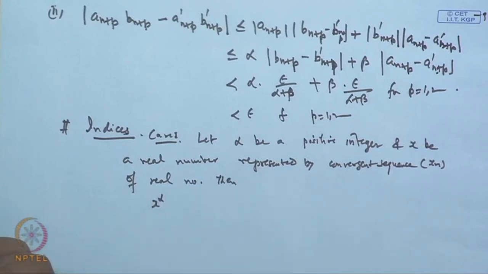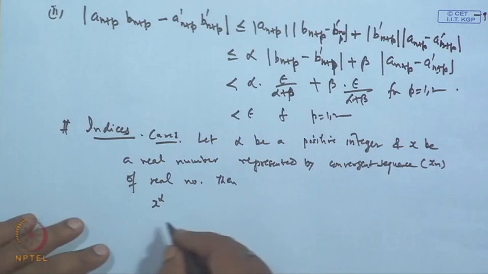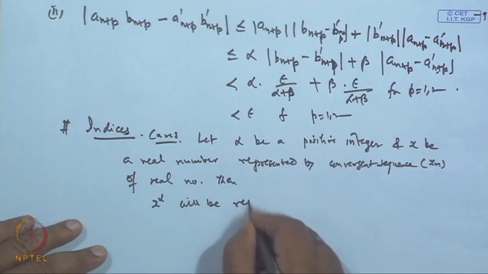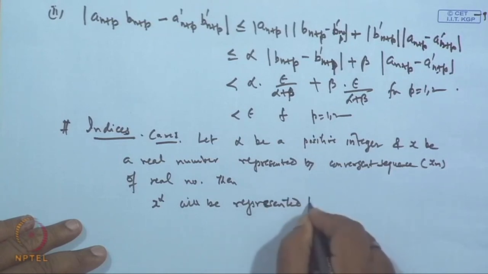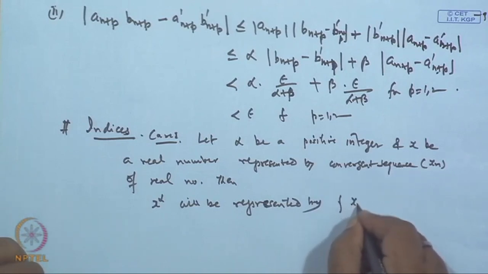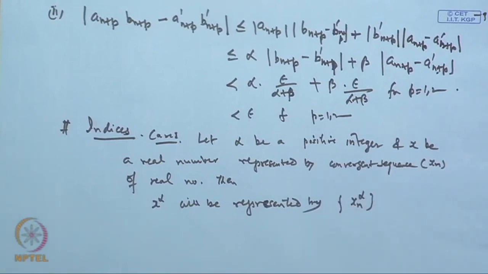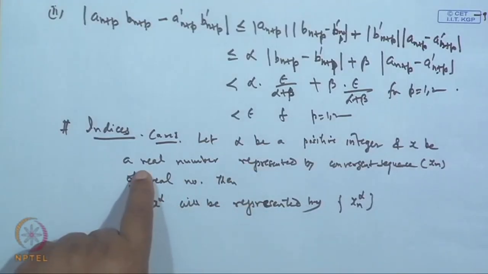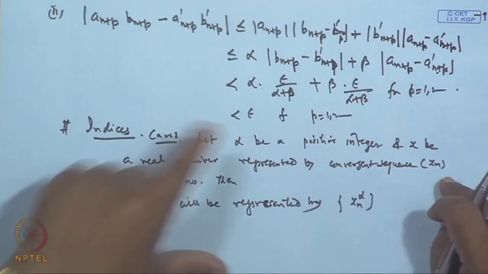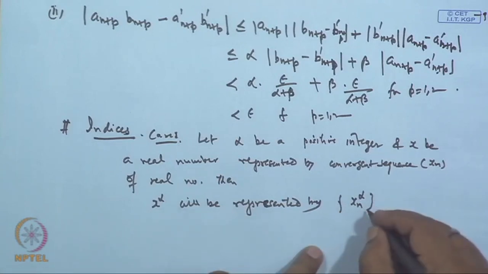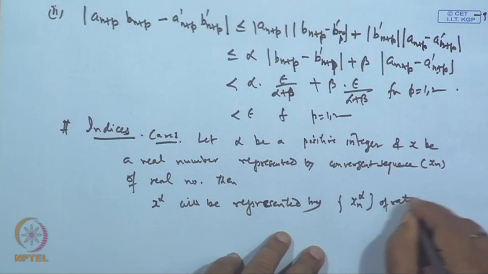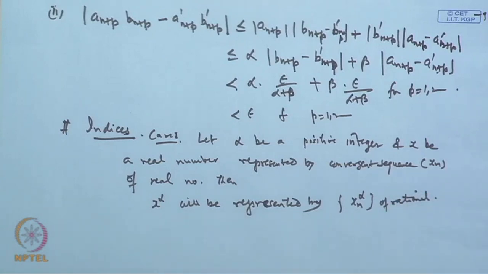Then x to the power alpha, this is also a real number, will be represented by the sequence x n to the power alpha. Suppose alpha is any positive integer and x is a real number which is represented by x n. So, x to the power alpha will be represented by the sequence x n to the power alpha of rational points. These are rational numbers, is it not? x n is there, so any integral power will also be rational.